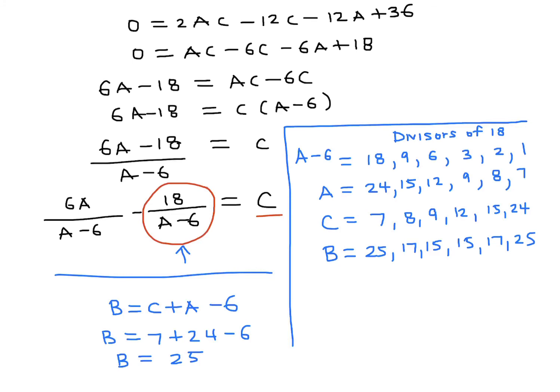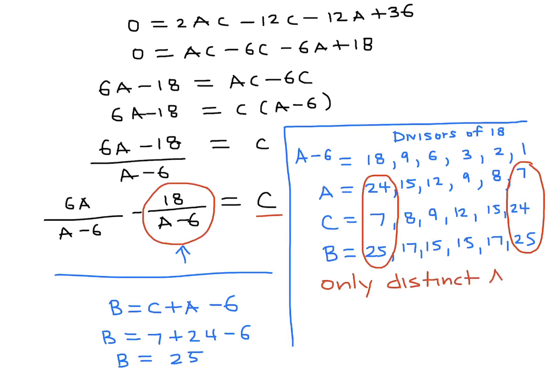Now, one final step is that a lot of these are similar, right? You got 24, this one here, a, b, c is 24, 7, 25. But this is also the same. It's just a different reversal. So the only distinct triangles are 7, 24, 25. That's one distinct one. The other ones are similar or the same. There's another distinct one that's 8, 15, and 17. And the final distinct one is 9, 12, and 15.